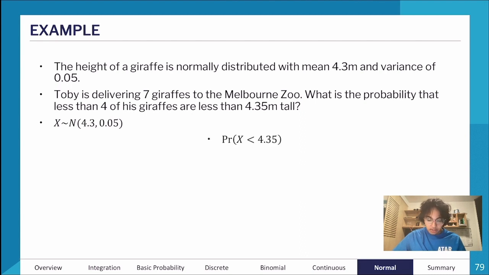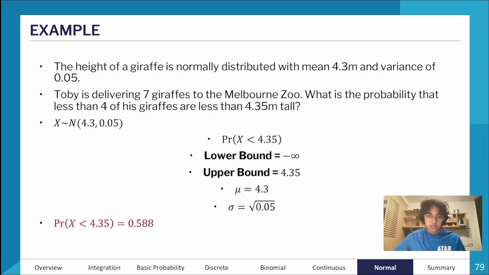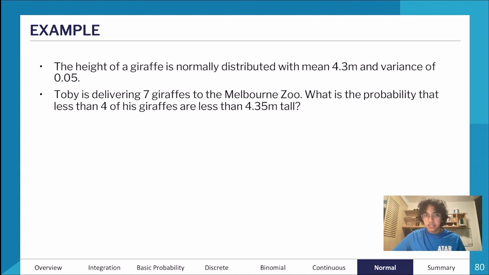So again, we just create our variable. The probability that x is less than 4.35 is what we want to work out. So lower bound negative infinity, upper bound 4.35. We answer that and we get 0.588. Now that's not the entire question, right?